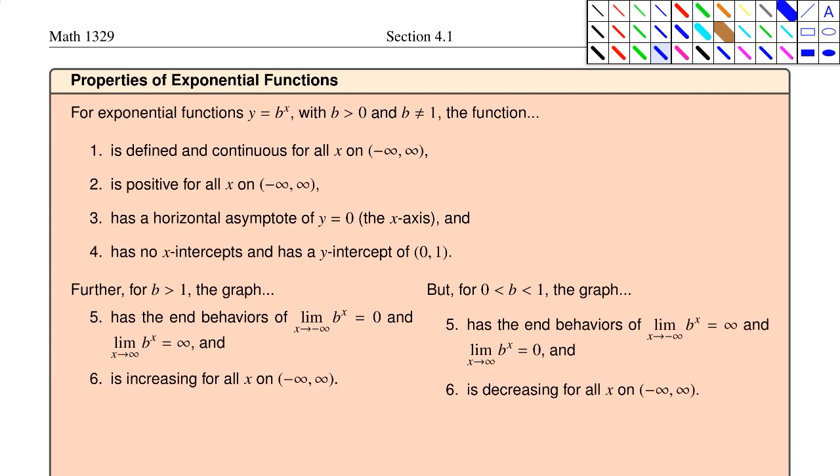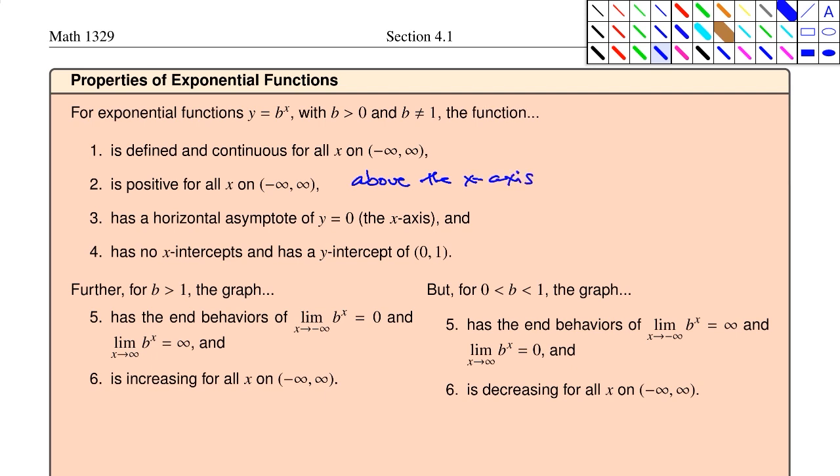Let's review the properties of exponential functions. For exponential functions in the form of y equals b to the x, with b greater than 0 and not equal to 1, the function has the following properties. Number 1, it is defined and continuous for all x from negative infinity to infinity. So that means you can put in any number you want for the x. Number 2, it is positive for all x. That means the graph of your basic exponential function is always above the x-axis when you graph it.